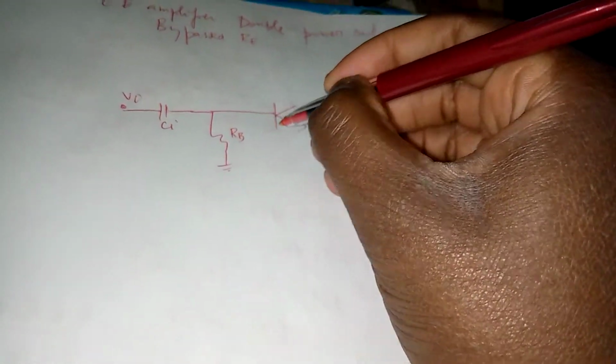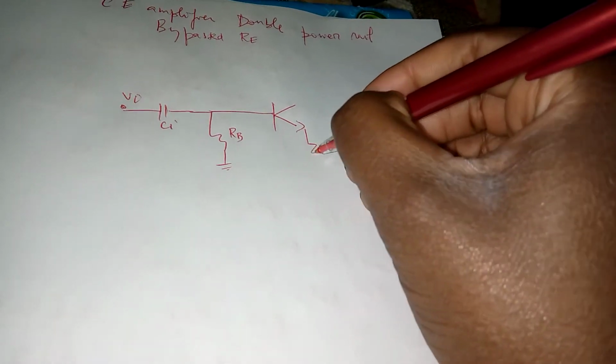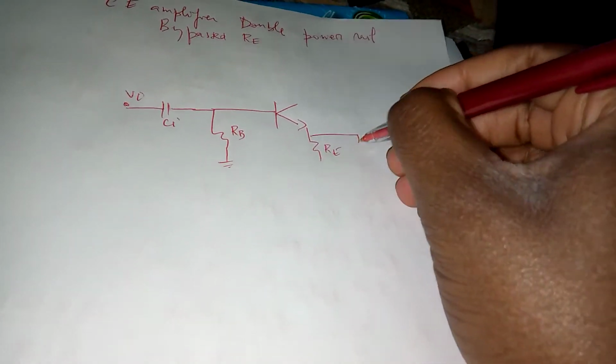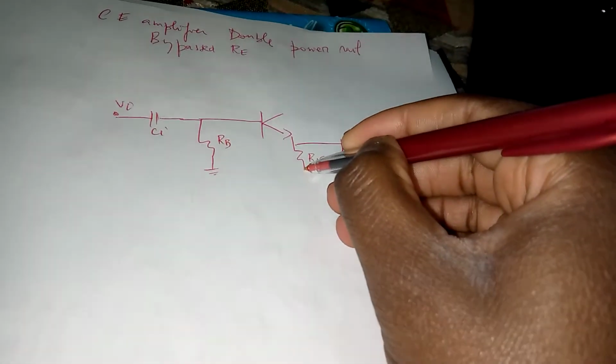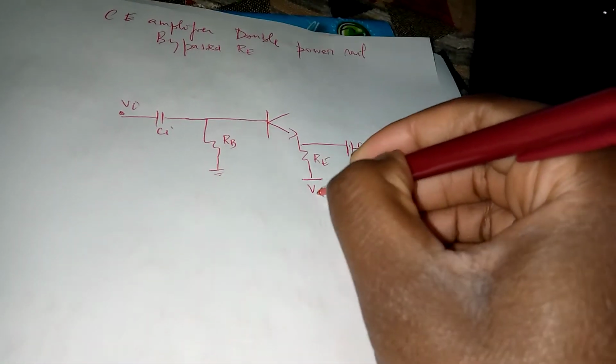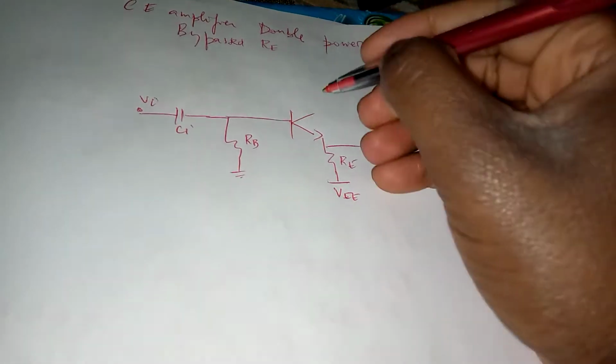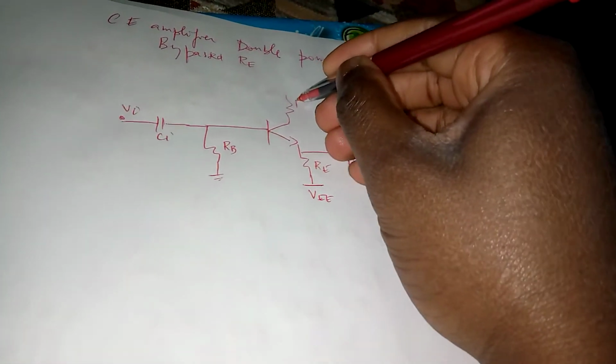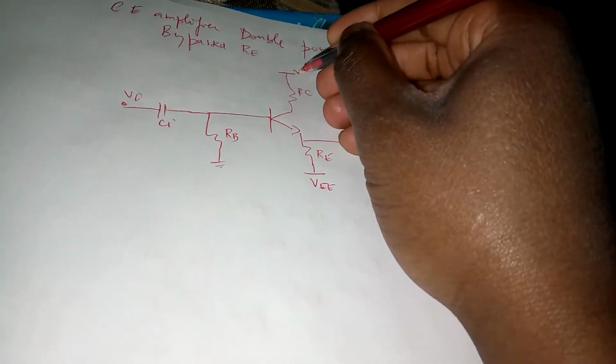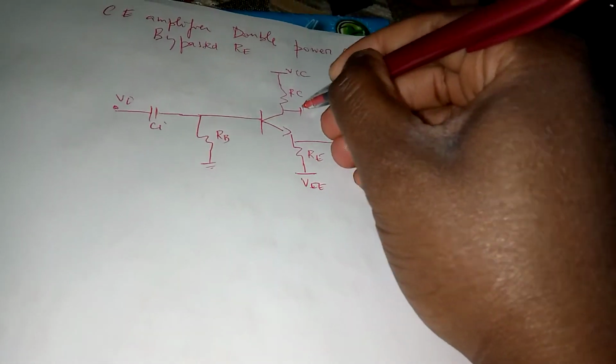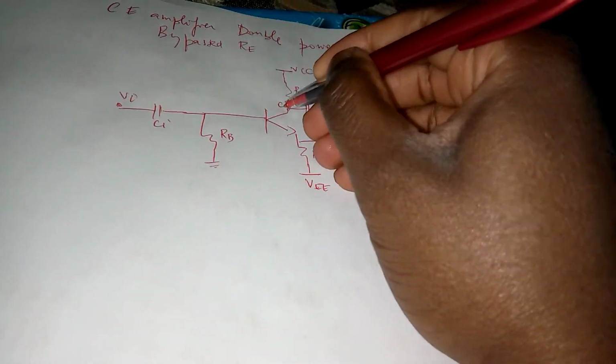The circuit looks as follows: VI, CI, RB to ground. We have the base, the emitter, RE, which is bypassed by the capacitor CE, all the way to ground. And this side we've got VEE, which is another power supply, that I was saying is a double power rail. Got RC on this side, and we've got VCC, which is the other power supply. C out, the output is taken from the collector once more.